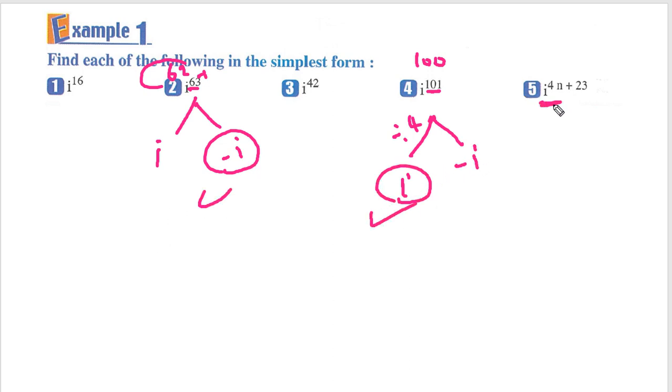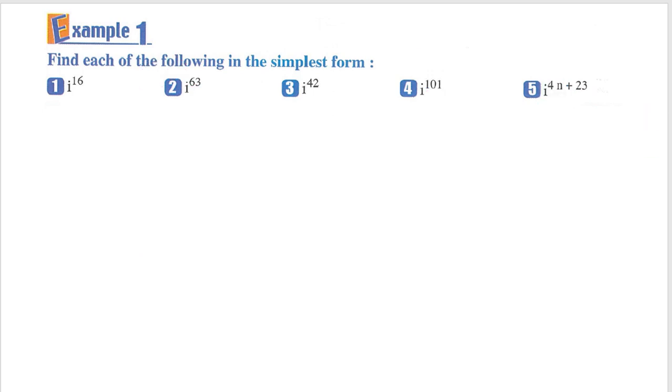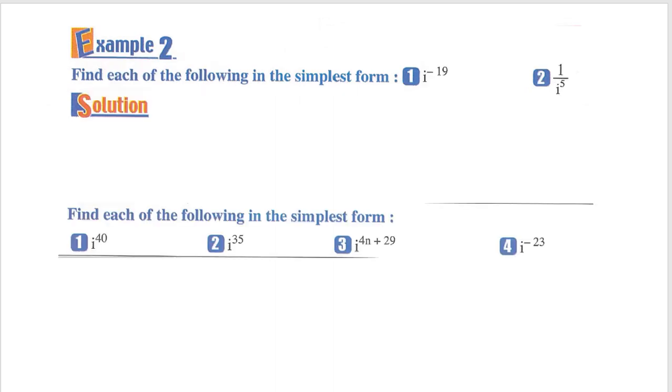Here i to the power 4n. 4n is divisible by 4, but 23 is an odd number. Subtract 1, it will be 22. Is 22 divisible by 4? No, it is not divisible by 4. Then it will be negative i. Then this is not correct. Okay, here are other examples to help you get the value of i raised to any power.